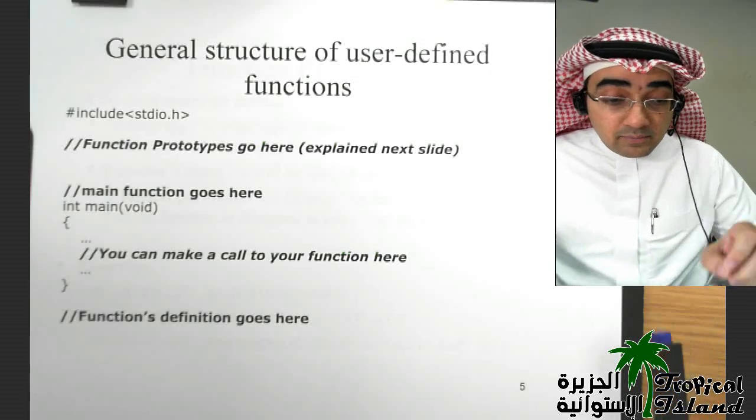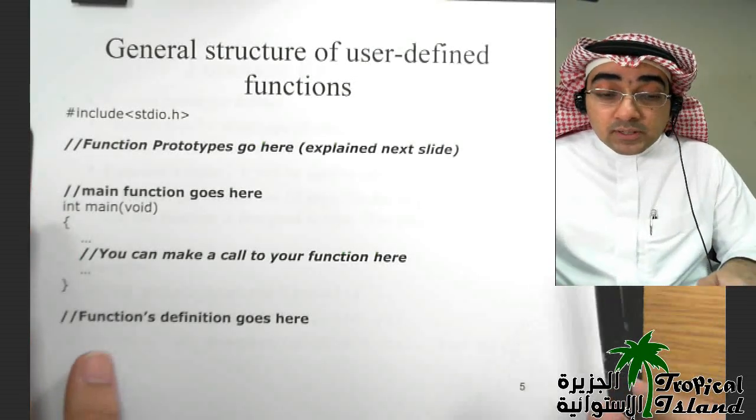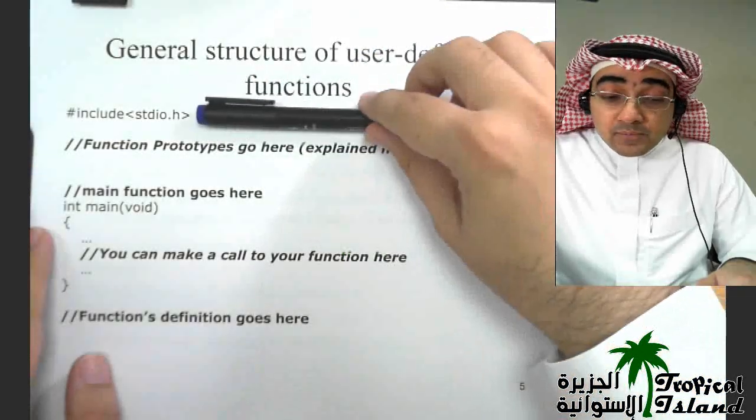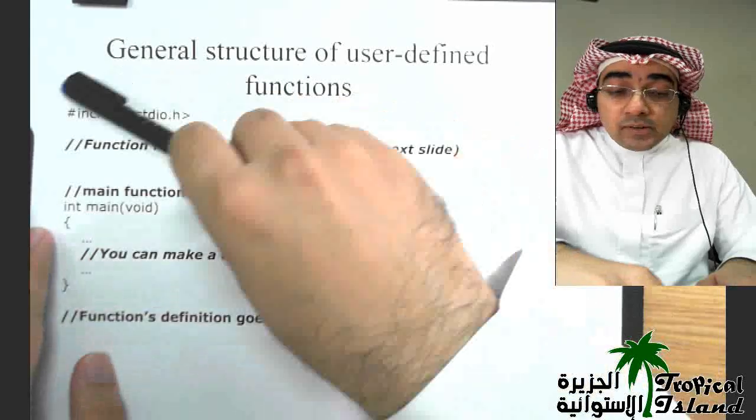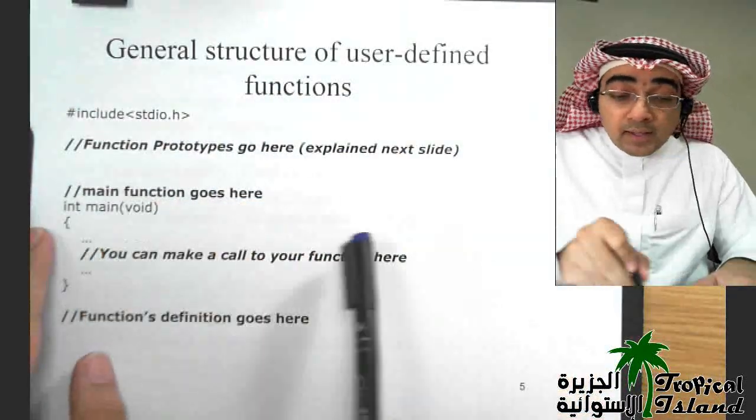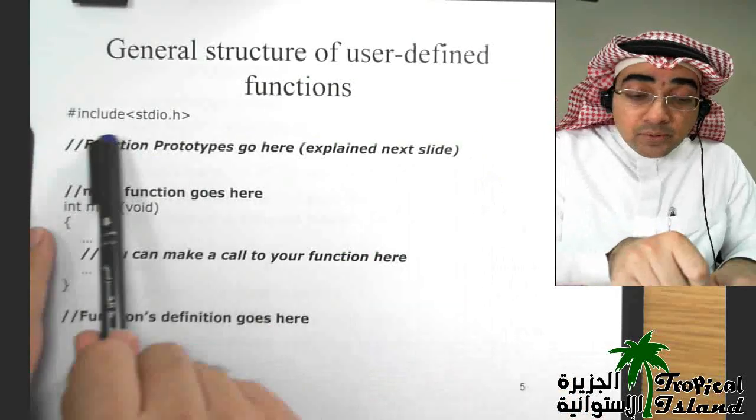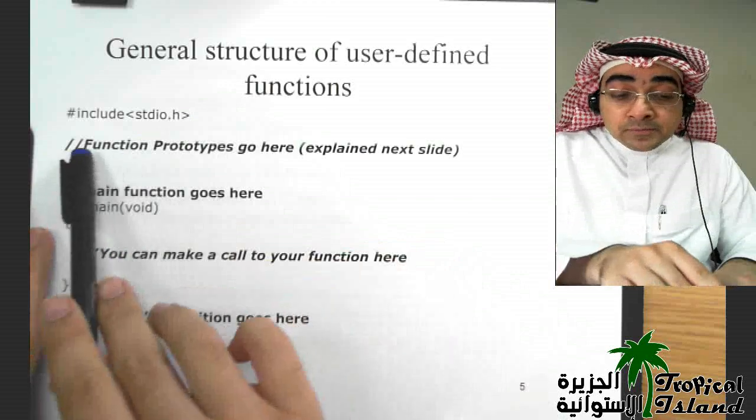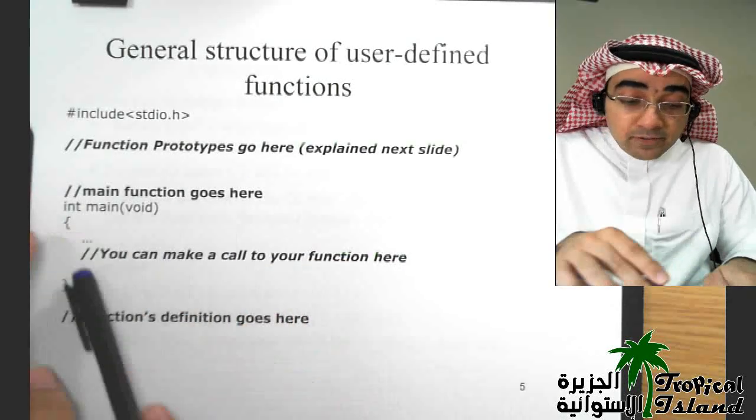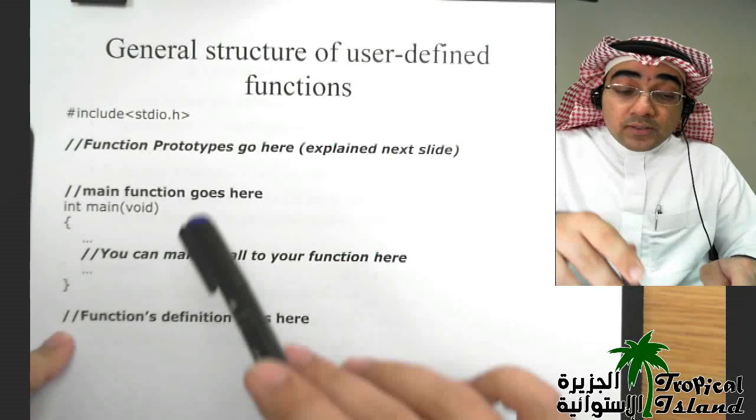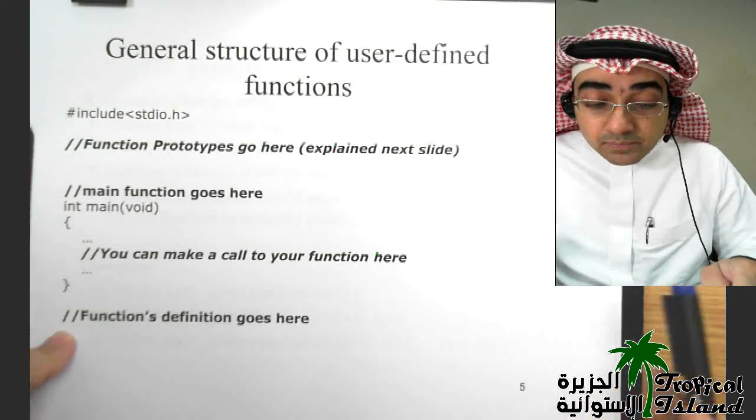Okay, so let's talk about how we can declare functions. Usually in any C program you'll have the hash include directives on the top, hash include, hash define, all the directives on the top. Then you will have the function prototypes after the directives. Then you will have the main function, and after that function you will have the function definitions. Okay, this is a good structure of any C program.